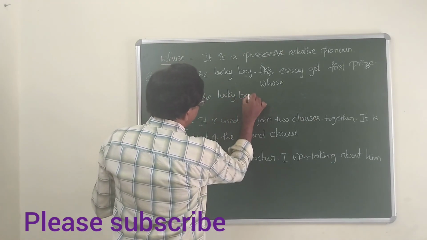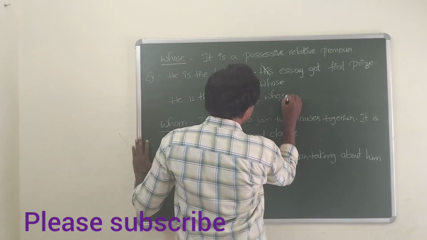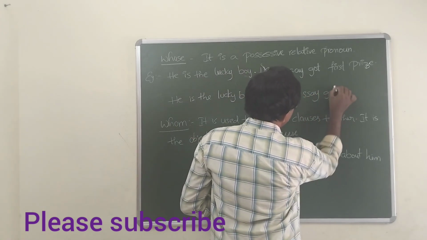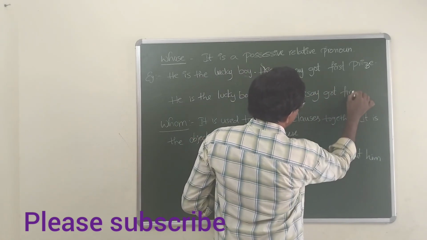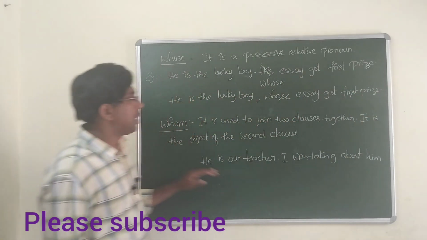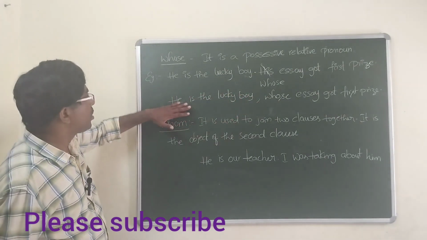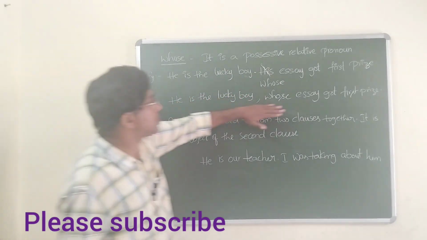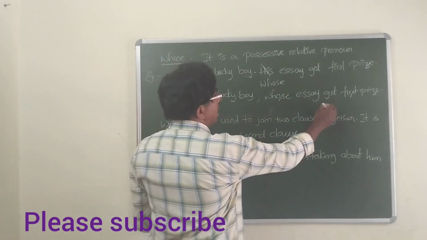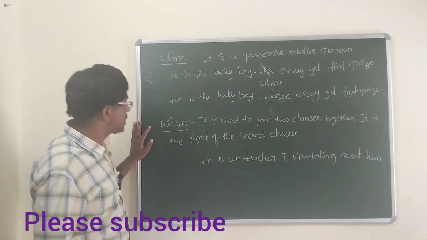He is the lucky boy, comma, whose essay got first prize. Like this, we should join two clauses by using the relative pronoun. He is the lucky boy is the main clause. Whose essay got first prize is the relative clause. Thus, the relative clause starts with the relative pronoun whose. The next one, whom.